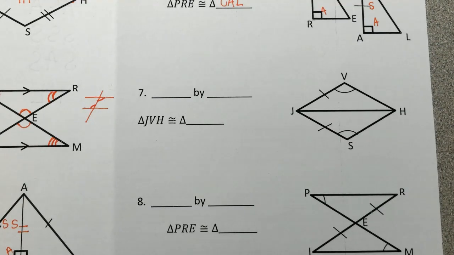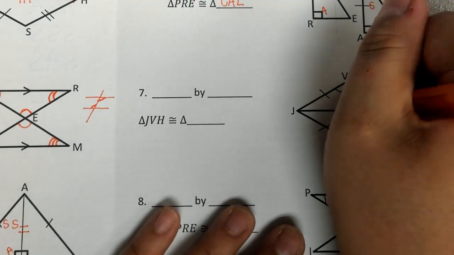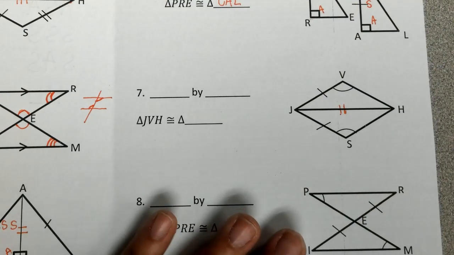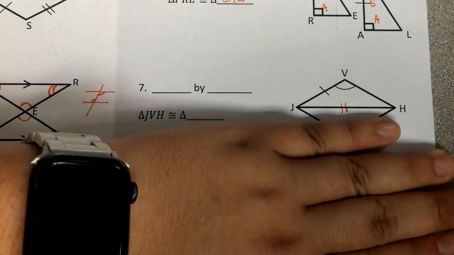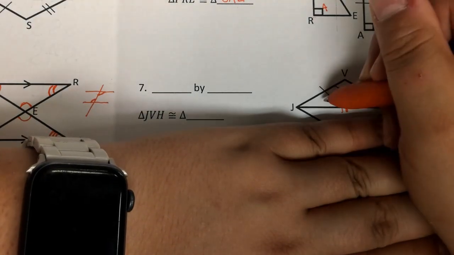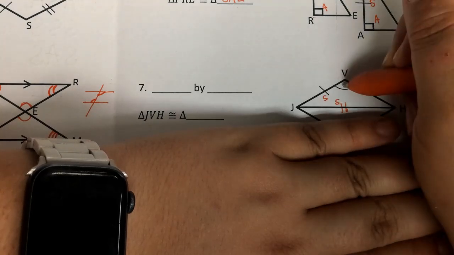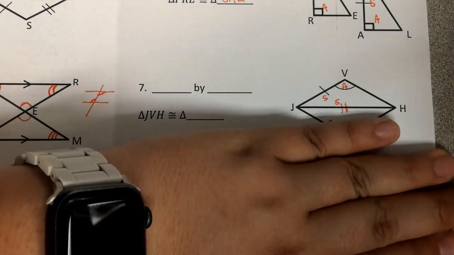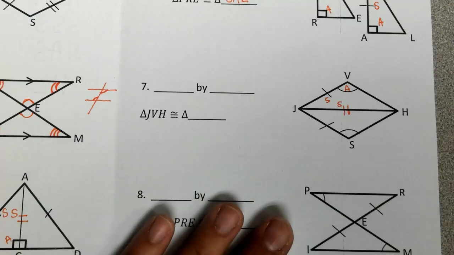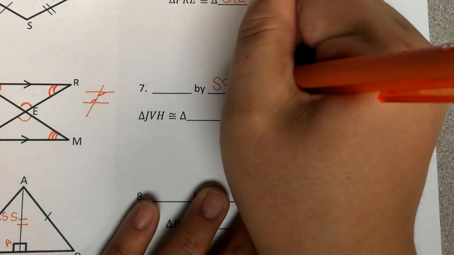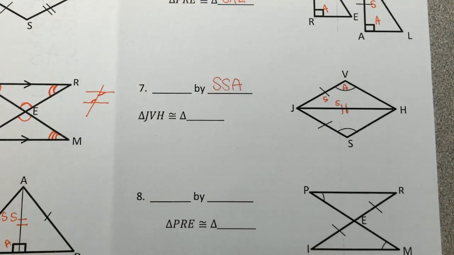Alright, can everybody look up, please? Number 7, can I add anything? I'm going to add tick marks right there. And look at the top one. What did I give you? 2 sides and an angle. Is that angle between those 2 sides? No. So I'm going to do SSA because the angle is not between the 2 sides.